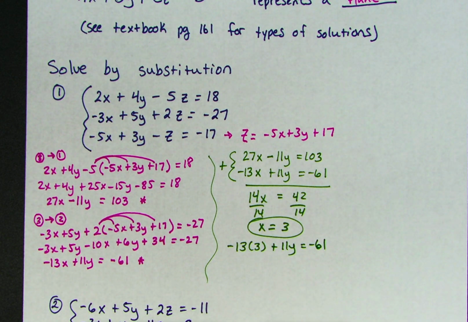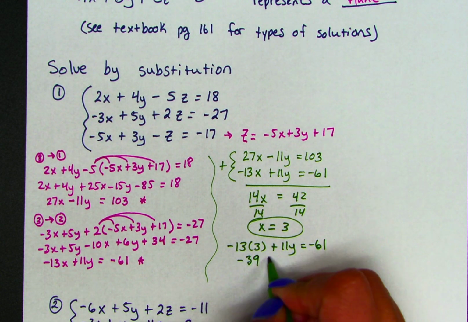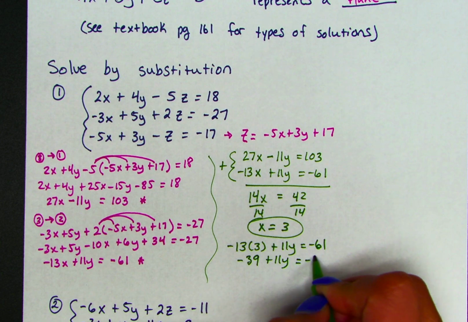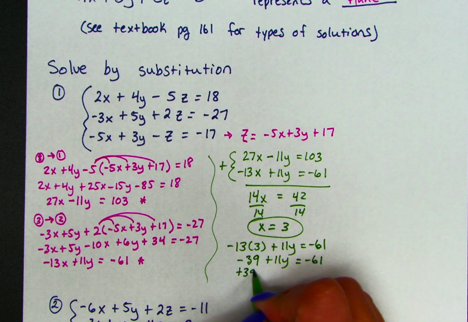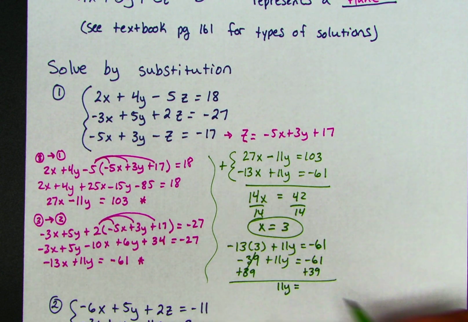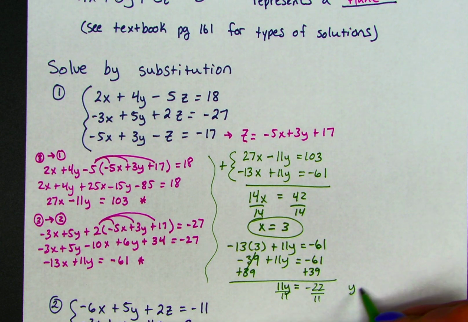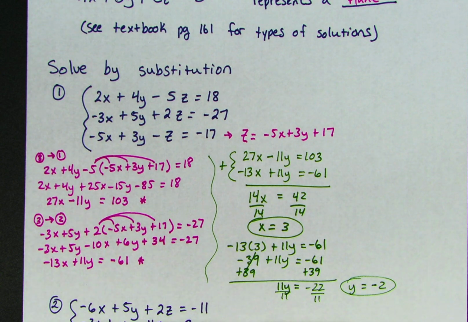So now we are just simplifying. So this will be negative 39 plus 11y equals negative 61. So I'm going to have to add the 39 over. So 11y equals, let's see, negative 22. And then if we divide by 11, that means y has to be negative 2. Okay. So now I have two of the three variables, because remember we have to find an x, a y, and a z.